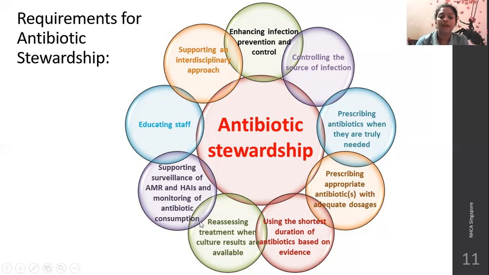Reassessing the treatment when culture results are available. If you are doing something wrong, when the culture results are available, you can reassess the treatment and restart the treatment accordingly. Supporting surveillance of any healthcare antimicrobial resistant diseases, hospital acquired diseases, by monitoring the antibiotic consumption. Regular surveillance should be done in both these cases. Educating the staff, retraining the staff, and reviewing the staff performance, etc.